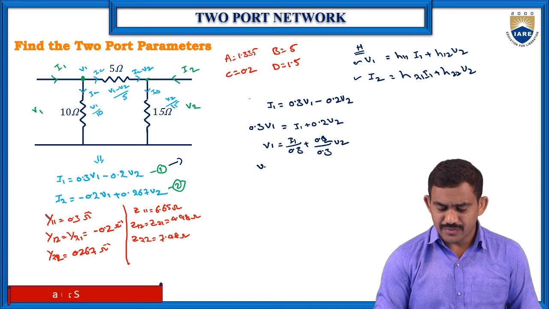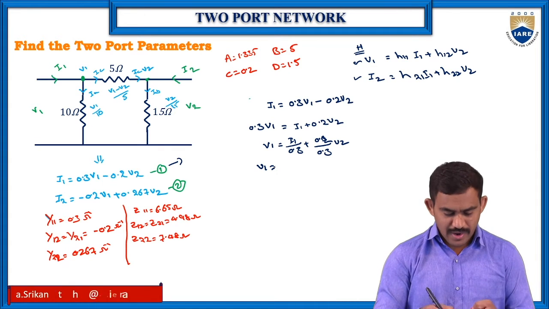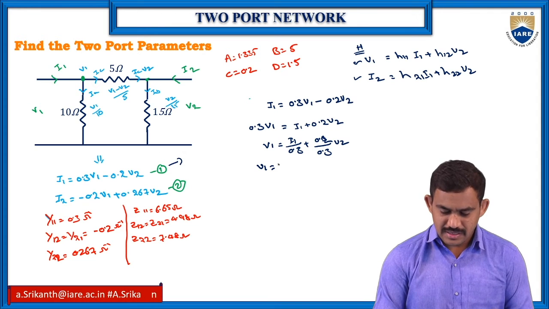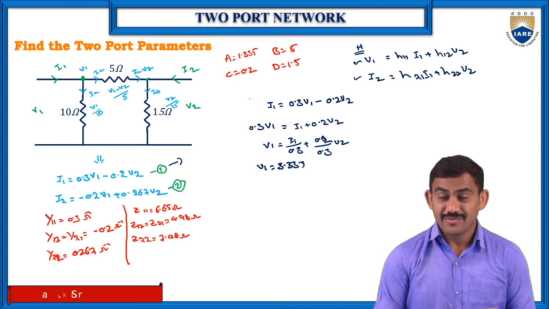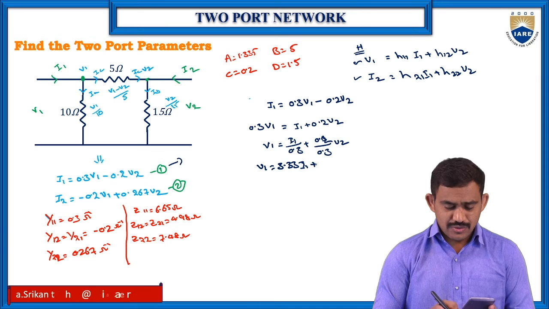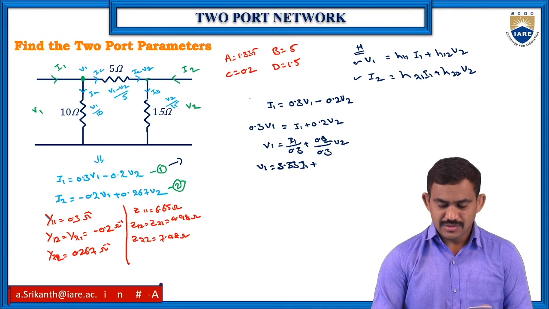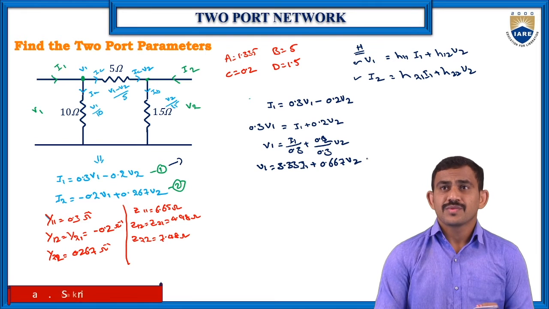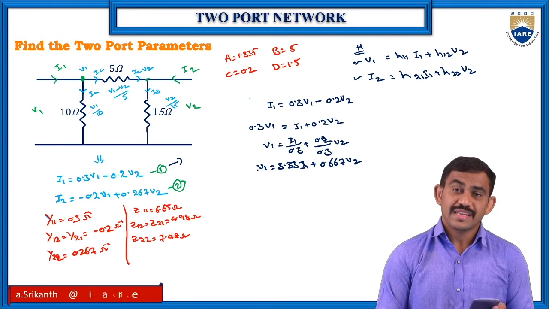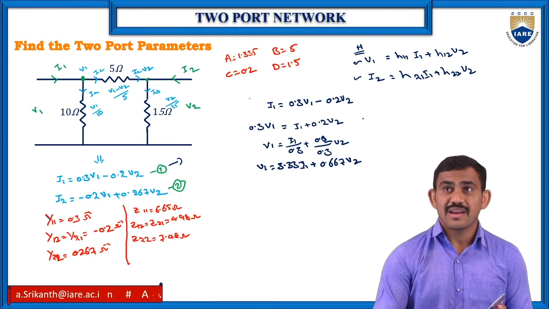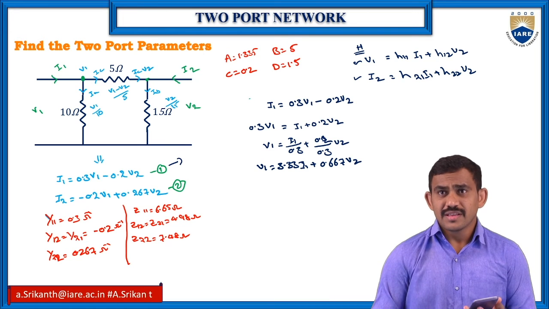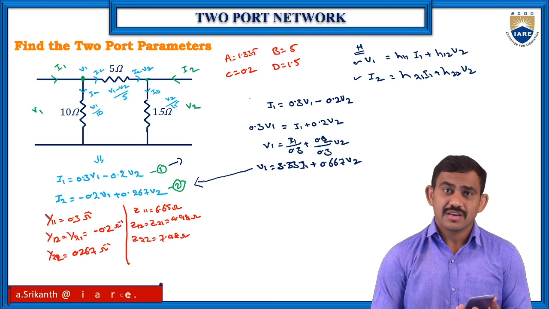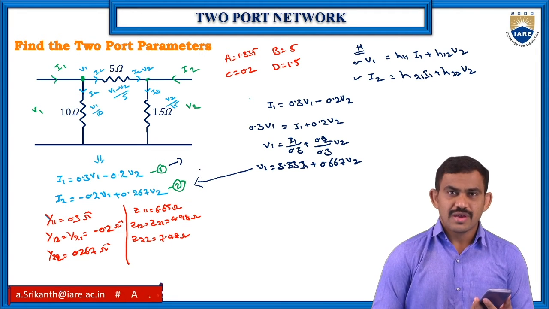Now your V1 value is 1 divided by 0.3, the value is 3.33 I1, plus 2 divided by 3, the value is 0.667 V2. So we have V1 in form of I1 and V2, so we have the H11 value and H12 value. Then this V1 equation substitute in the second equation of your nodal equations.